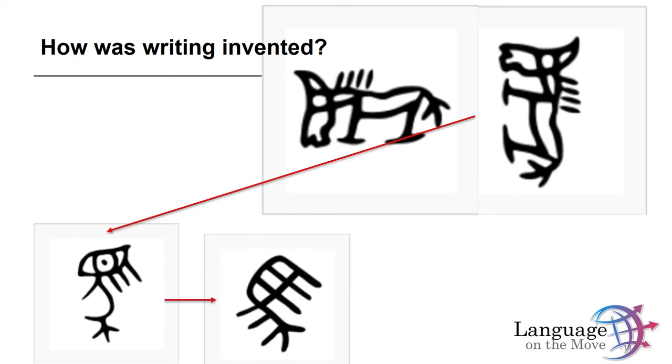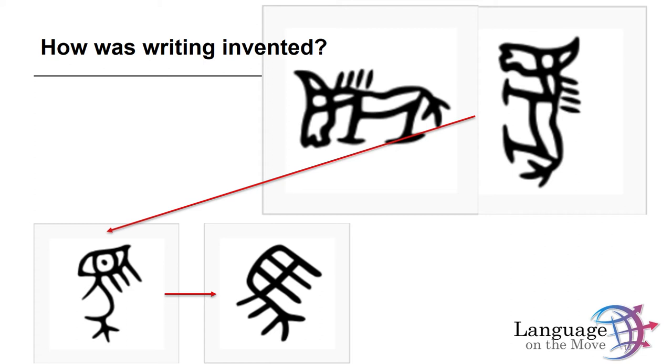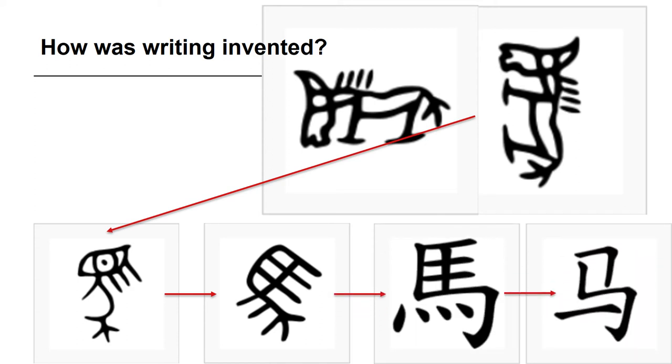A couple of decades, centuries later, we encounter this sign, still the sign for horse, further abstracted. And now that you know that this is an abstraction of an image for a horse, you can actually see it again. So the mane is still there, the legs are still there, and the tail is still there. And next time we encounter this sign is actually in the contemporary Chinese character for horse.